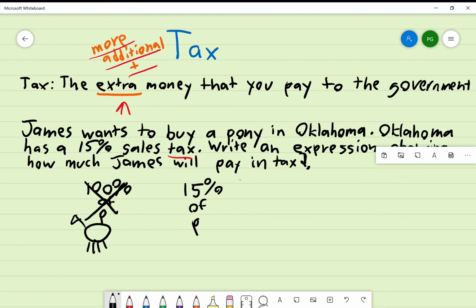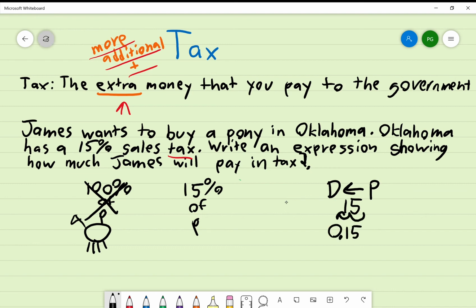Well, I take my percentage and make it a decimal. So I go from percent to decimal, right to left. I'm moving 2 spaces to the left, 0.15. So this becomes 0.15P. Okay, let's do one more example of the tax alone.